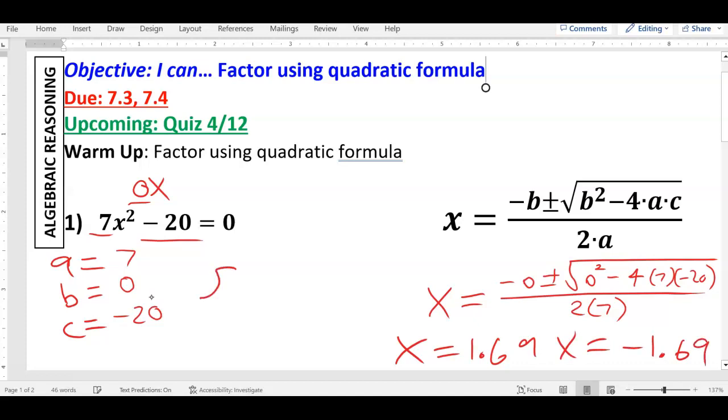And you'll usually see that in a bracket. The smallest one goes first. The bigger one goes second. That's how you write your answers. Cool.